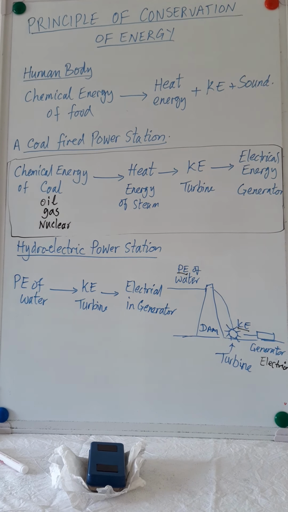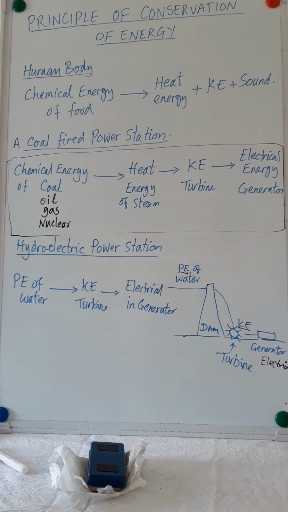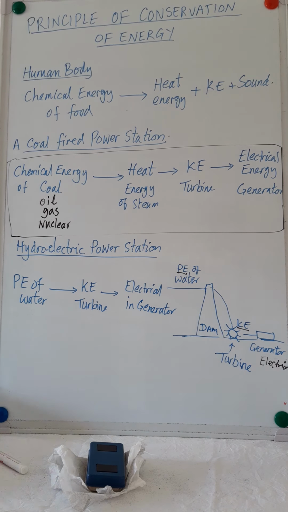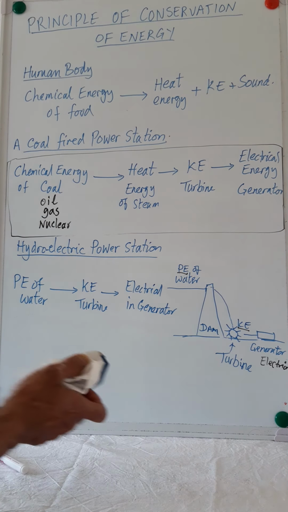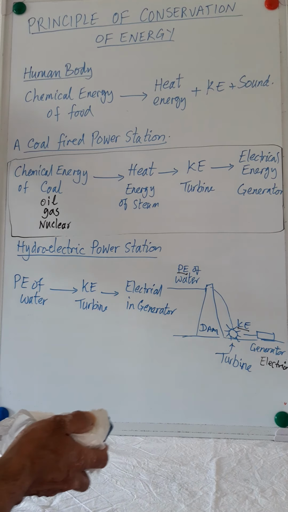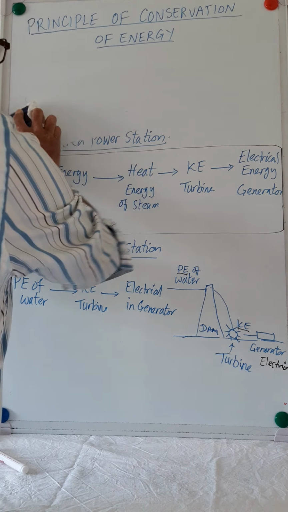The potential energy of water is converted into kinetic energy of the turbine. The turbine drives a generator which produces electricity, and it is turned into electrical energy in the generator. So this is another example of energy transfer. There are many other energy transfers which you can find, but we can't go over all of these in this short video.